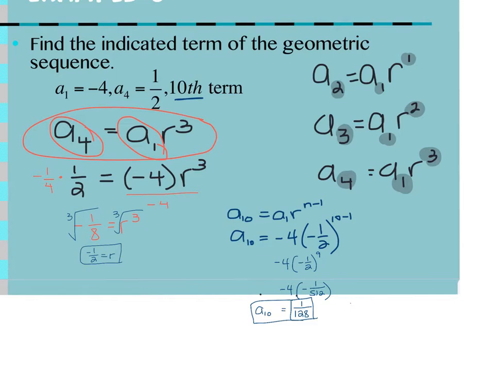Questions so far? I also had the choice of going from a sub 4 to a sub 10 there, because you can use any term, right? You just have to use the exponent on the r to make up the difference. If I'm going from 1 to 10, then the exponent's going to be 9, because that's the difference between the first term and the 10th term.